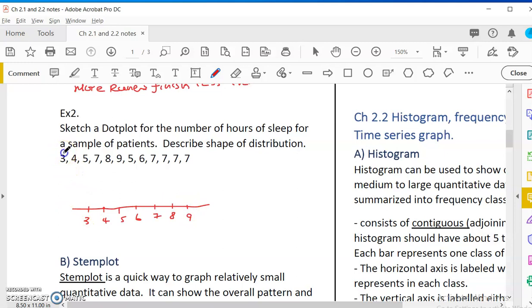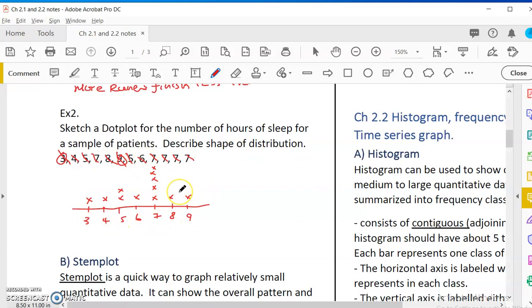Then basically you look at the lowest number, the highest number, and then you get all the numbers in between. And you just go through them. 3, you cross it out. 4, you cross it out. 5, you cross it out because you graph it. 7, 8, cross it out, and then 9, you cross it out. 5, oh, there's another one, so you stack it up. 6, there's none. 7, oh, there's another, there's actually 4 more, so you would stack up 1, 2, 3, 4, 5. So that is a dot plot.